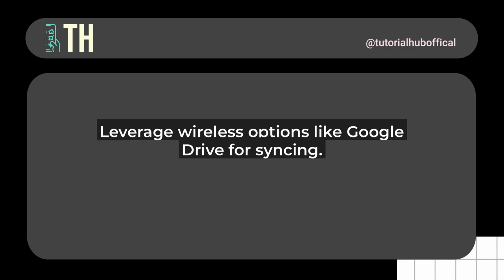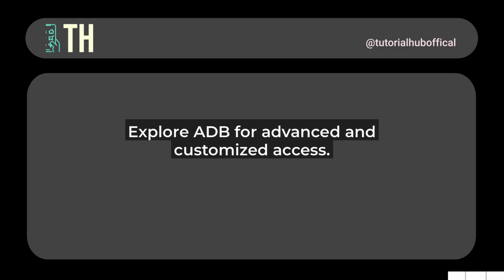For more advanced users, let's talk about Android Debug Bridge, ADB. In 2025, ADB has become even more user-friendly with built-in AI assistance. Enable USB debugging in your phone's developer options, found by tapping build number in settings 7 times. Download ADB from the official Android SDK, connect your phone via USB, and use simple commands like ADB pull to transfer files. It's a powerful tool for backups and custom transfers, but remember to use it safely.